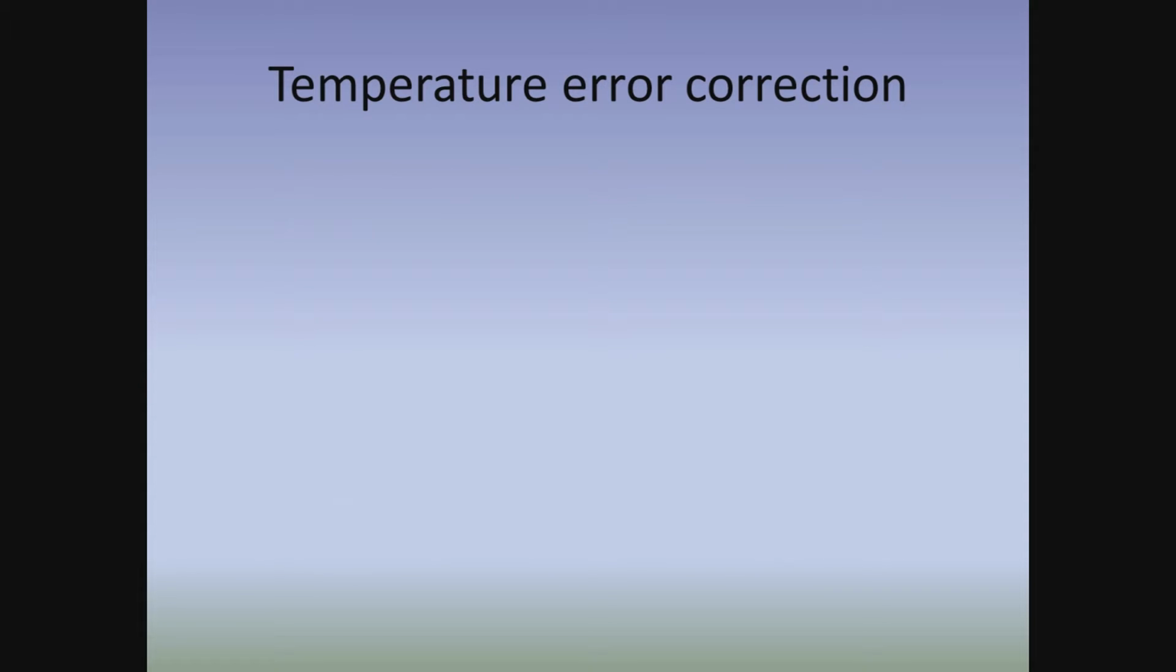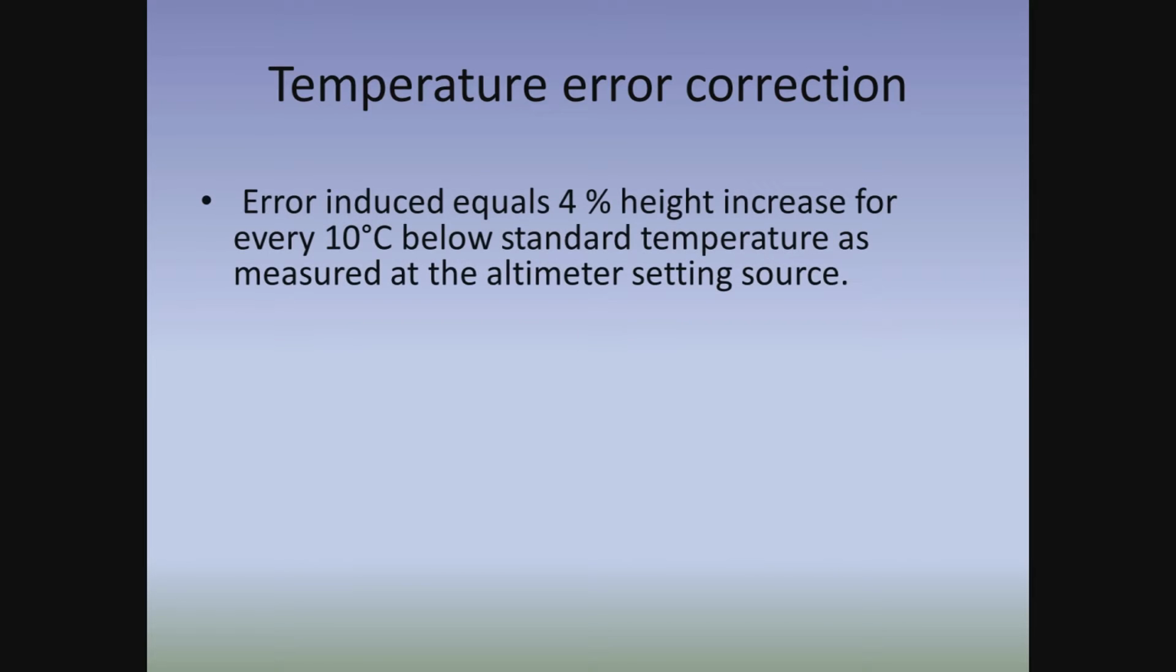Now there's something we need to take into consideration called the temperature error correction. Sometimes you'll see it written as TEC, and this is the accepted calculation from ICAO and the CAA, and it says that the error induced will be equal to a 4% height increase for every 10 degrees Celsius below standard temperature as measured at the altimeter setting source.